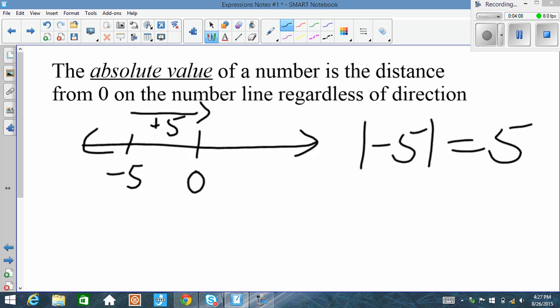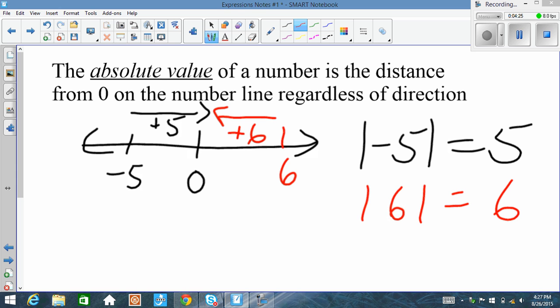What if it was +6? What's the absolute value of +6? Well, the distance from 6 to 0 is +6. Direction does not matter. Notice in the first one I went 5 to the right to get to 0, and in the other one I went 6 to the left. But we do not count the direction as a positive because it's a distance.